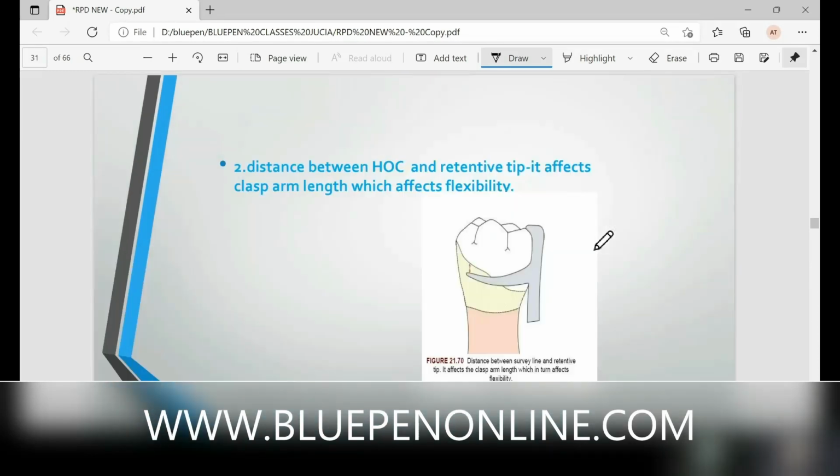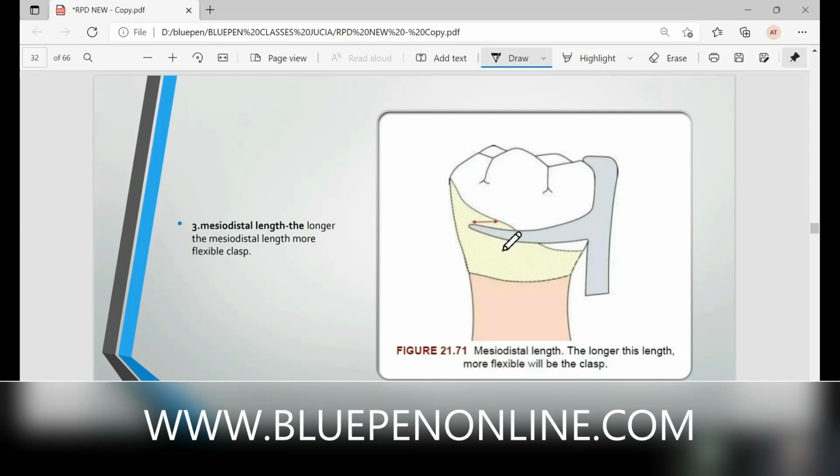So this is the next thing, the same thing that we have said. You can actually write it as a second point also: the distance between the height of contour and the retentive tip, which will affect the flexibility. See, this is the terminal and this is your height of contour. If this distance is more, that will also increase the flexibility. Now flexibility is again a problem. We don't want much more flexibility.